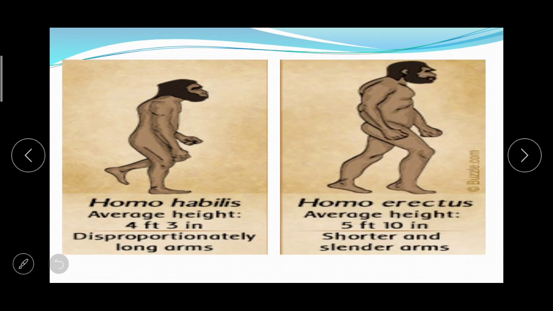here you can see the comparison. Homo habilis, average height 4 feet 3 inch and disproportionately long arms. And if we talk about the Homo erectus, average height 5 feet 10 inch, shorter and slender arms. Here you can see kind of bending, जैसे झुका हुआ है और यहां पर स्ट्रेट है.